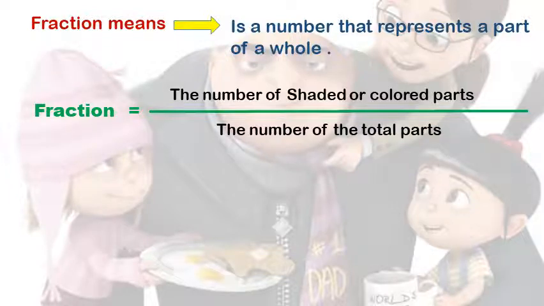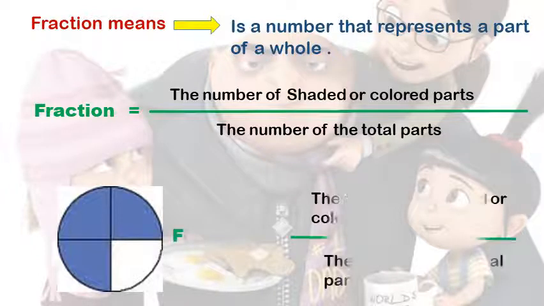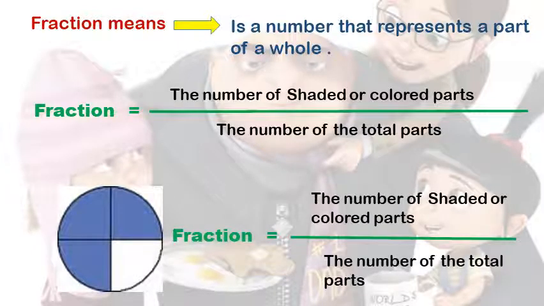Okay, let's have an example. Here we have a circle cut into 4 equal parts. The fraction must have all the parts equal. Remember, to write a fraction, we need two numbers, number up and number down, and a line between them. The number up shows me the number of colored parts.